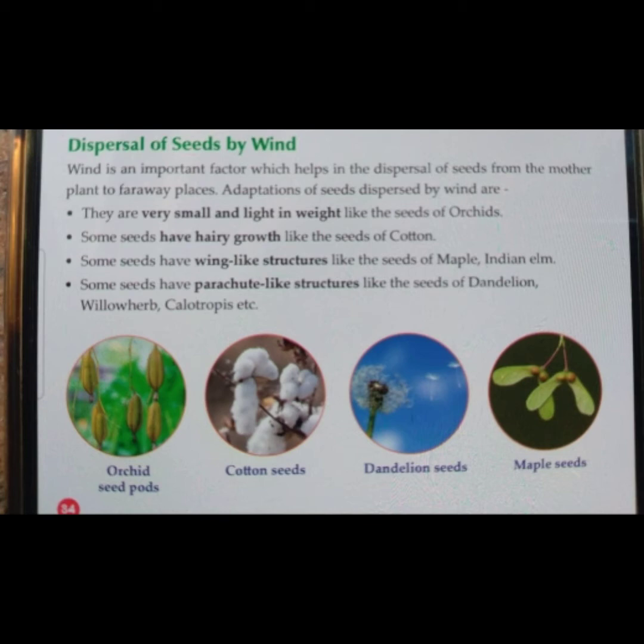And then a few seeds will have parachute-like structures. Whenever the wind blows, they are also light in weight, and they just start moving. They are parachute-like structures. The best example is dandelion.